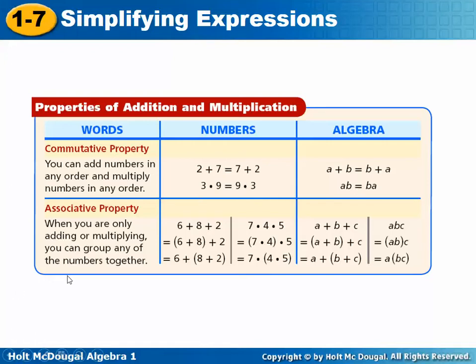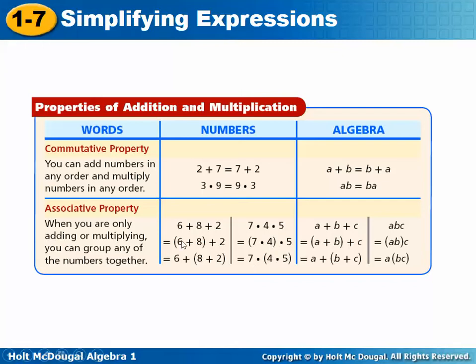The associative property says that you can group numbers in different ways. So if you're only adding or only multiplying, then you can change the grouping. You could do 6 plus 8 first, or you could do 8 plus 2 first. In the multiplication example, you could do 7 times 4 first, or you could do the 4 times 5 first.